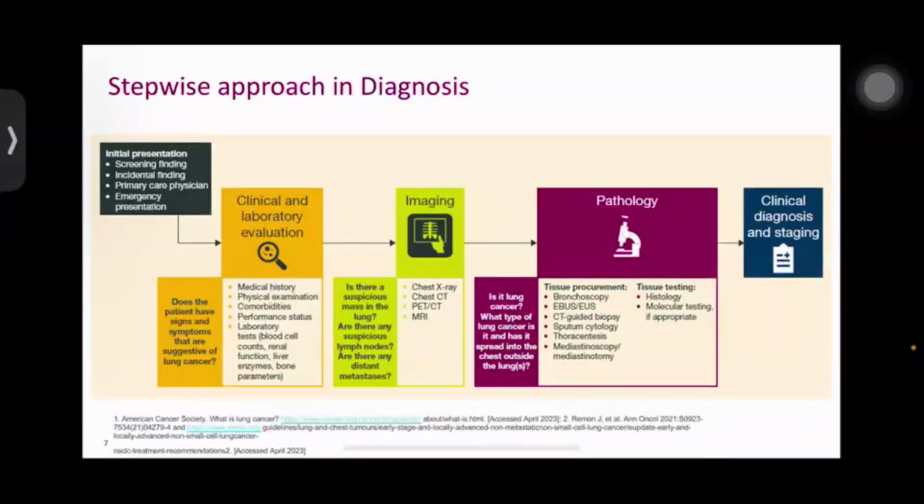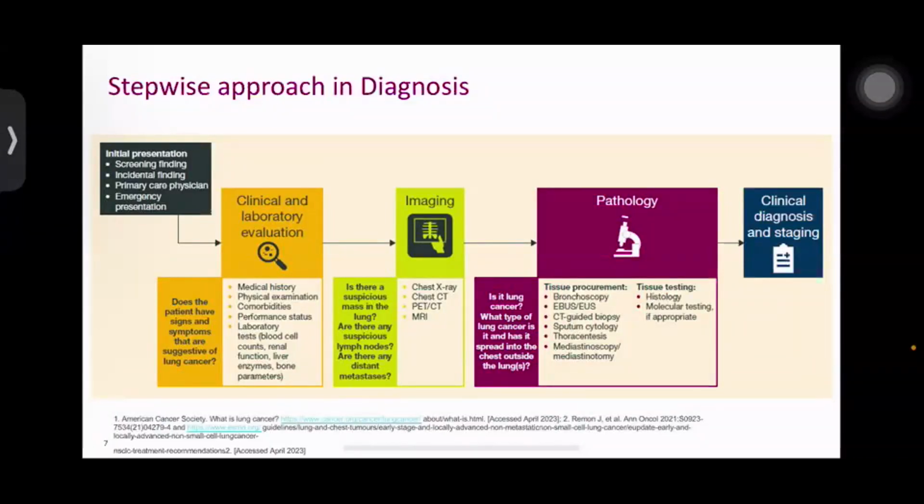The initial presentation is usually a screening finding or an incidental finding, a primary care physician diagnosis, or a patient coming at an advanced stage in an emergency situation. The clinical and laboratory evaluation is mostly history, medical history, comorbidities, and blood tests like complete blood picture, renal tests, liver tests, and bone parameters. Imaging includes chest X-ray and chest CT, which are done routinely as the predominant upfront diagnostic imaging. Then, when they come to an oncologist, after diagnosis we can go for PET CT and MRI brain.